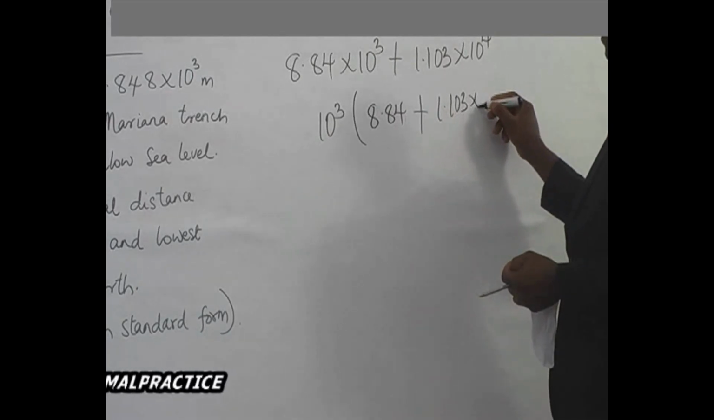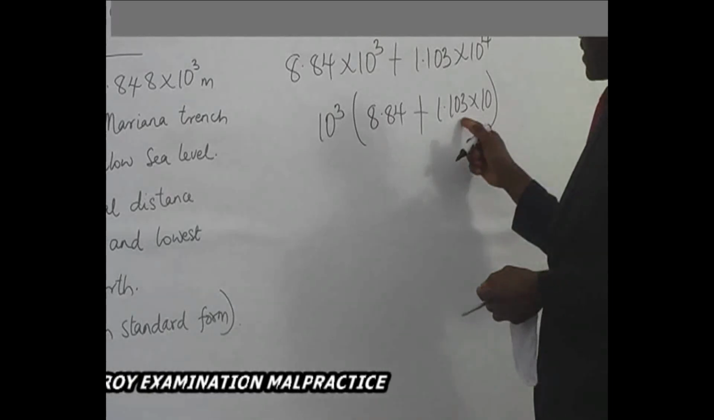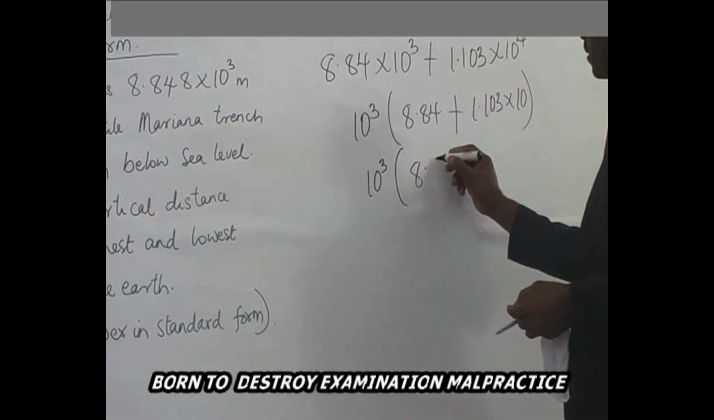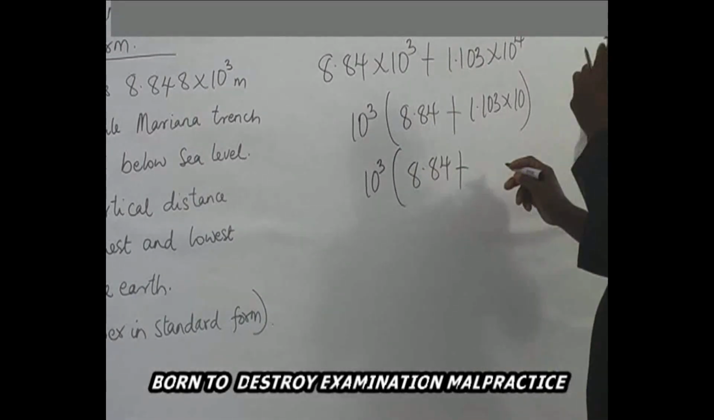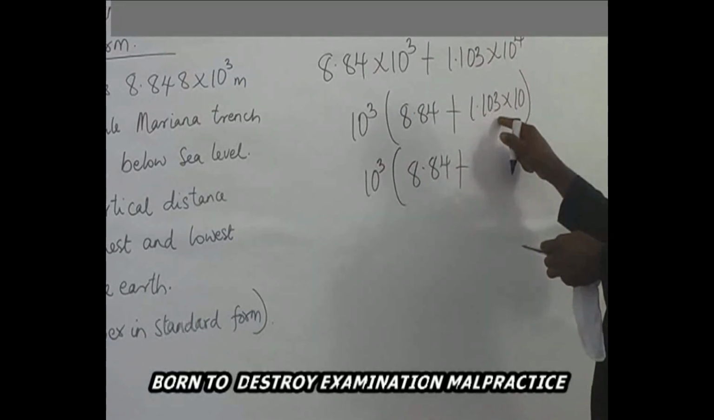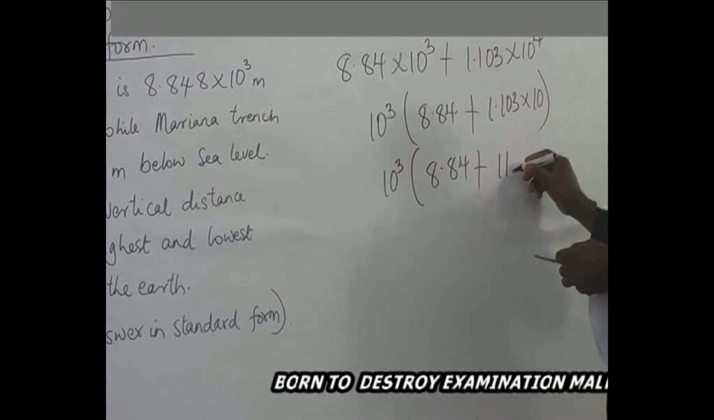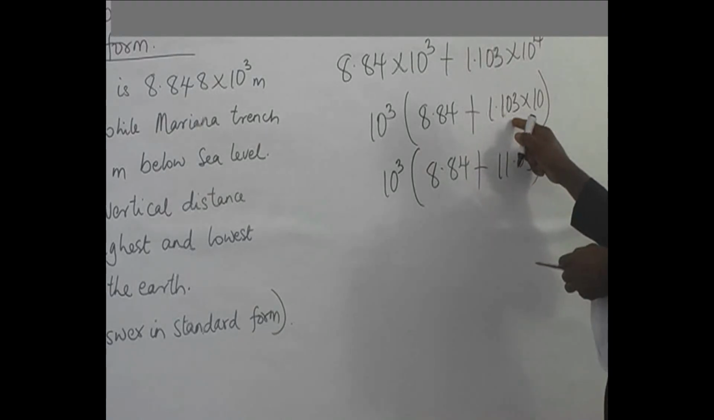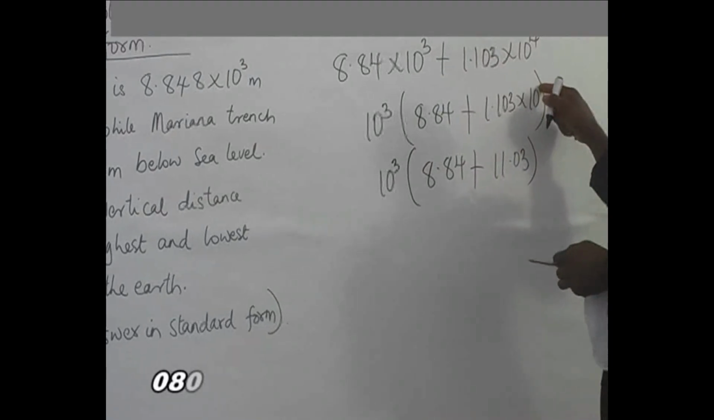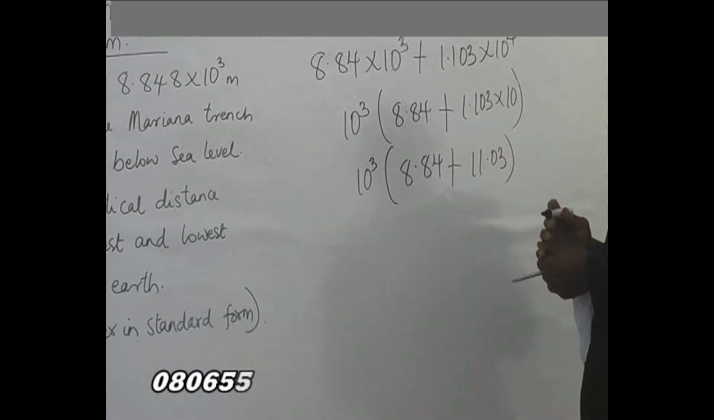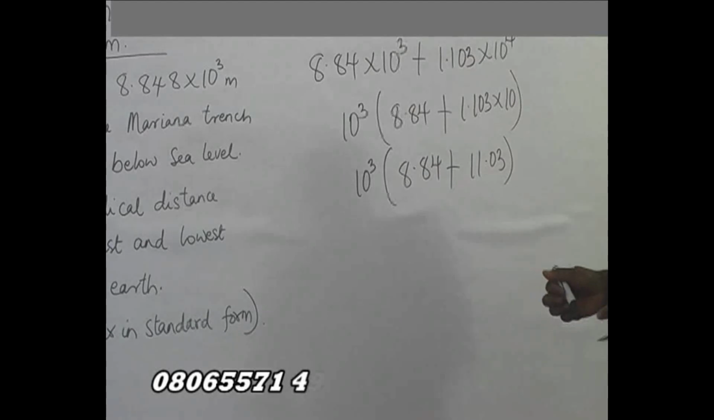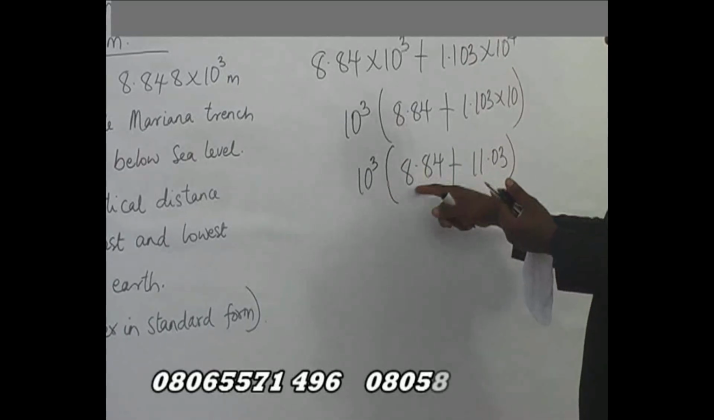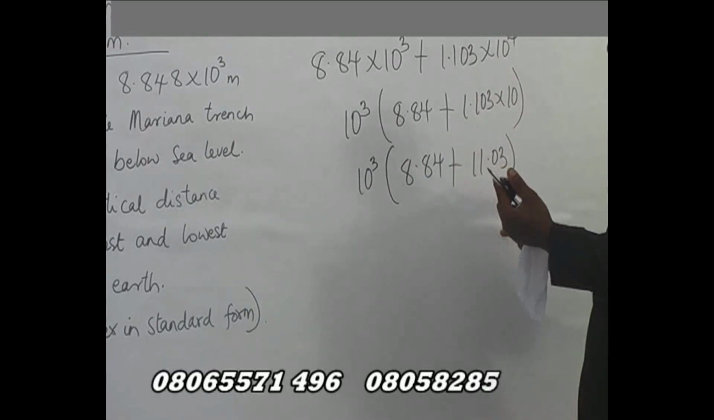So we are going to have 1.103 times 10 raised to the power 1. Simplify this. We are going to have 10 exponent 3 into 8.84 plus, if you multiply 1.103 by 10, you are going to have 11.03. Simply move the decimal point towards the right once, because this 10 has an invisible exponent of 1. Now you are going to use the calculator to add 8.84 and 11.03.